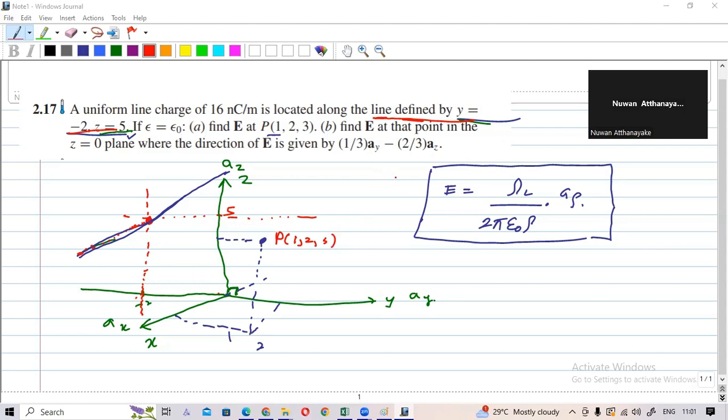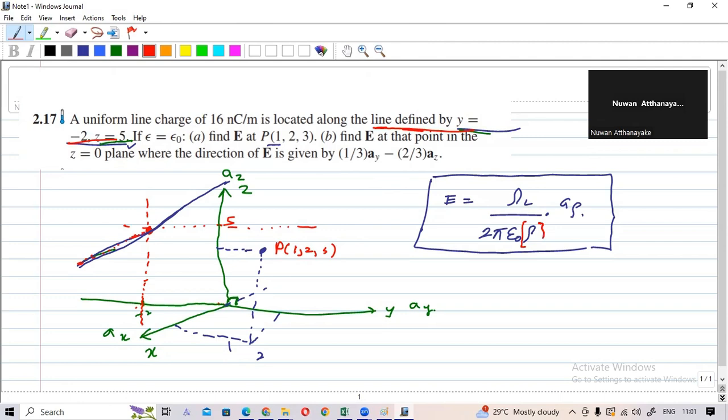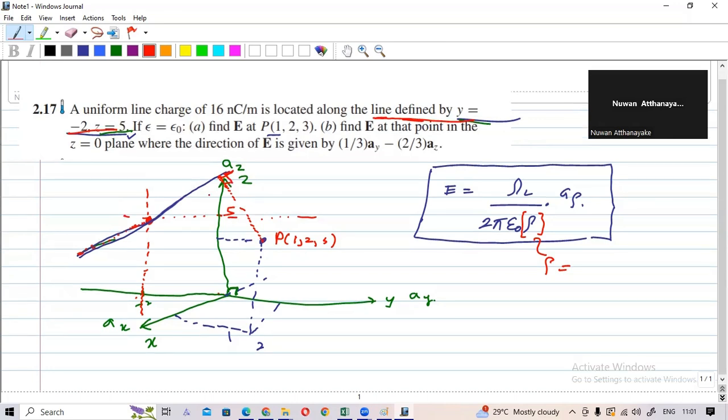Now we need to find these parameters. First we will find this parameter, rho. What is this rho? That is the perpendicular distance from the line charge to this point, the perpendicular length, the shortest length. So how can we find this length? It is not much difficult.